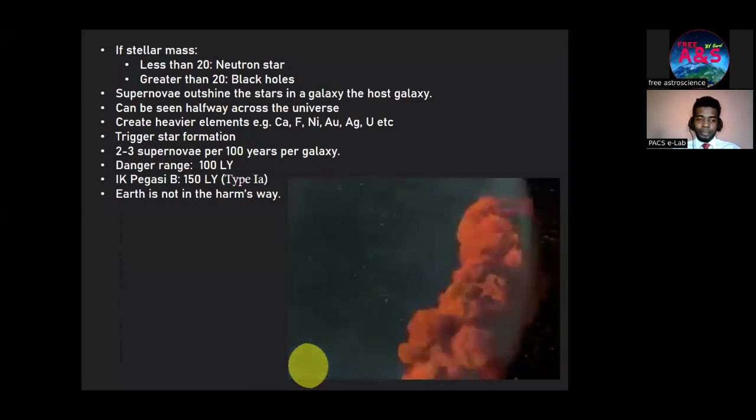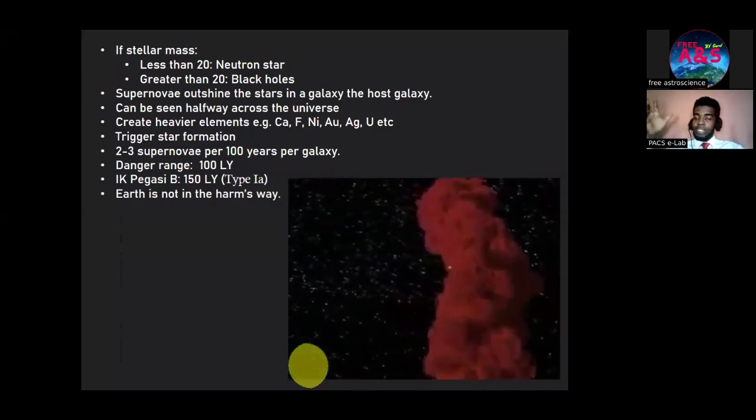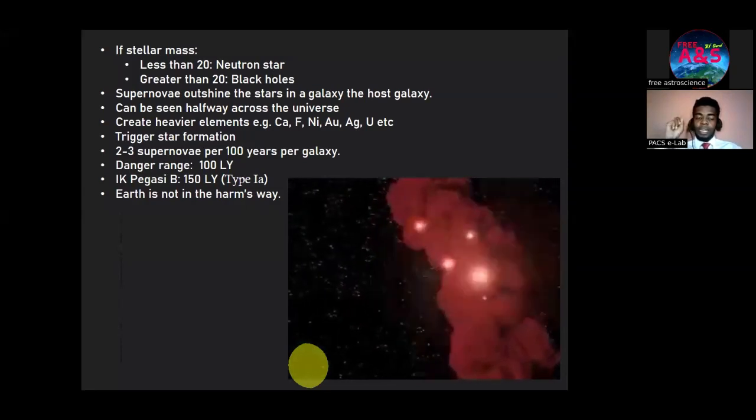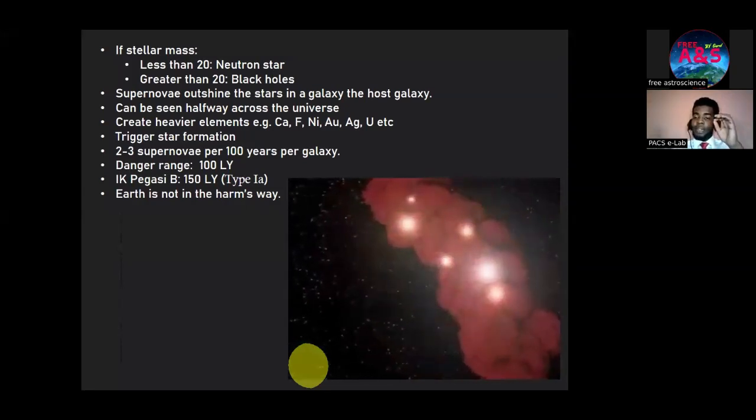So that's the process. Now, for a given galaxy, in 100 years that is expected to have about 2 to 3 supernovas. To be in danger of a supernova explosion, you need to be at least less than 100 light years away, okay? But for us, we are not in that danger line, because the closest star that could experience a supernova, IK Pegasi B, is about 150 light years away from us. So we are far, far beyond the danger zone.